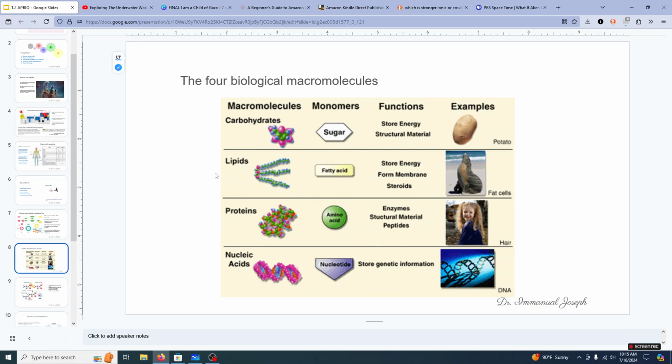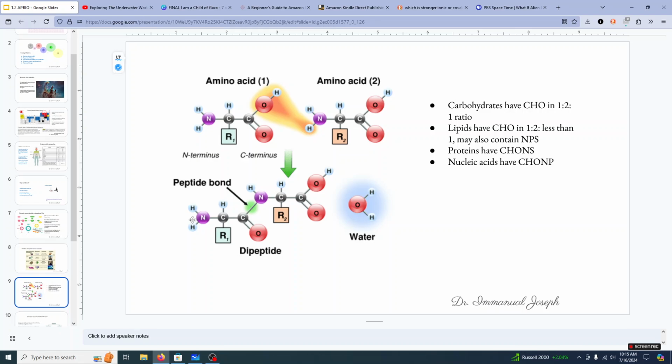And once you have the small biological molecules, they organize into macromolecules. And there are four major biomacromolecules: carbohydrates, lipids, proteins, and nucleic acids. We will study them in detail in the next three chapters, 1.3 to 1.5, actually 1.3 to 1.6. We will study the four biological macromolecules in more detail. But what we want to look at here is the elemental composition of these four macromolecules.